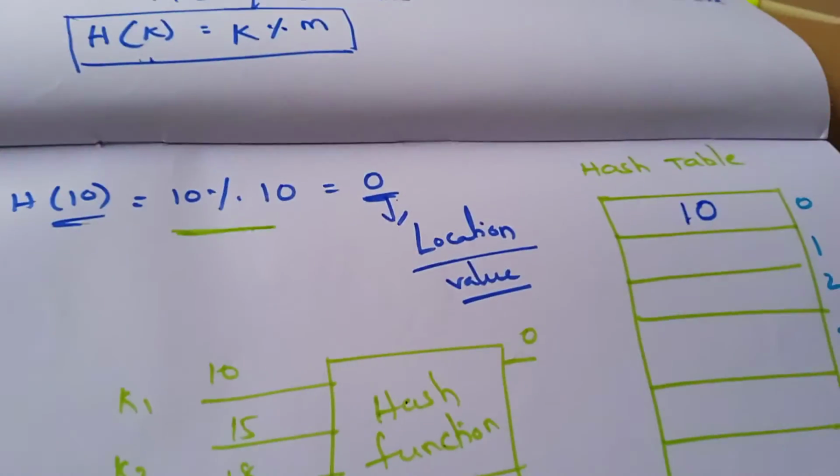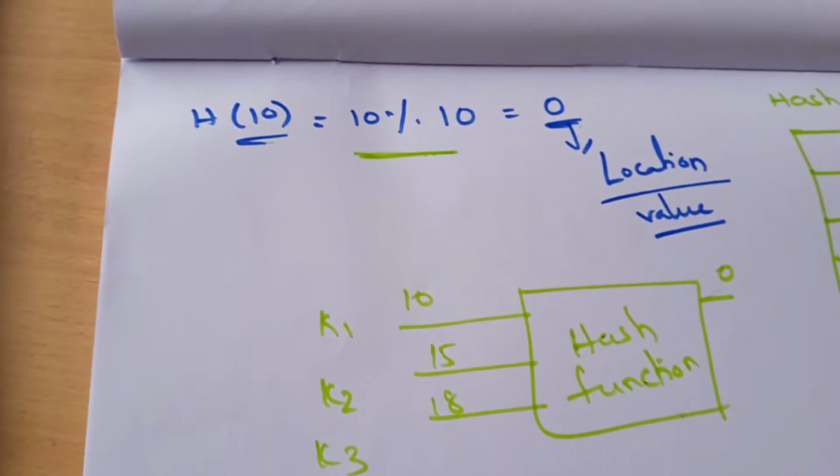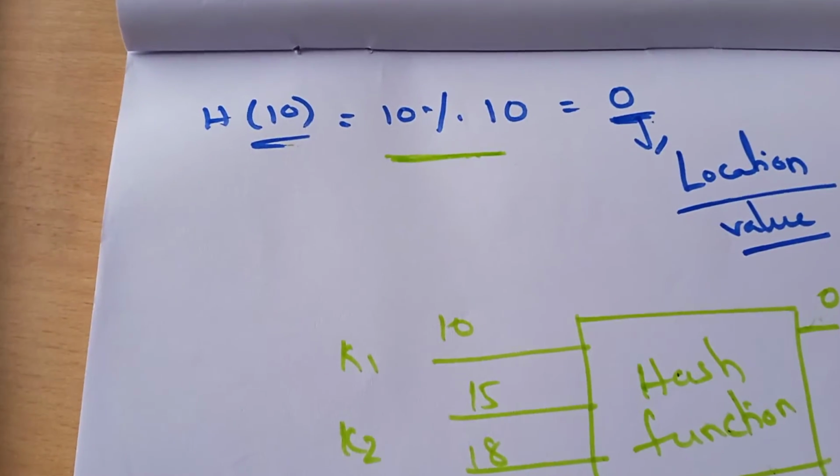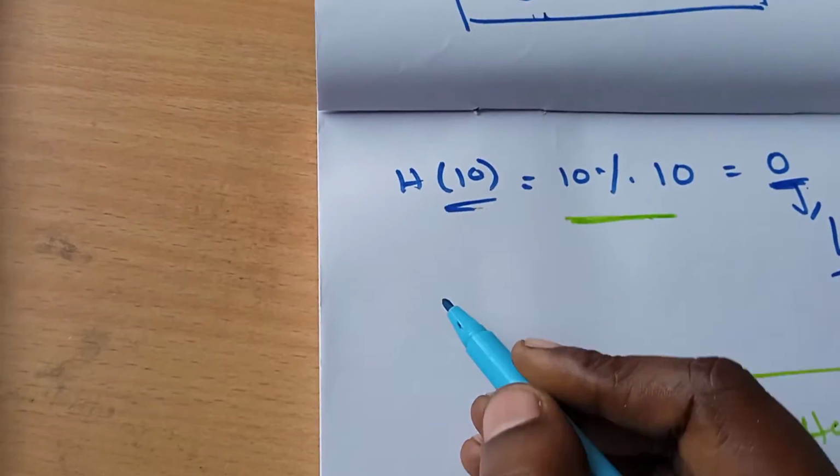And the next value is 15. The second value is 15. Now in the same way we have to calculate. So again, h of 15.